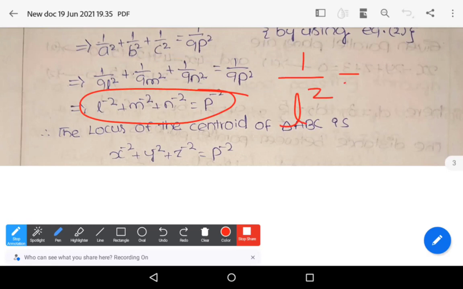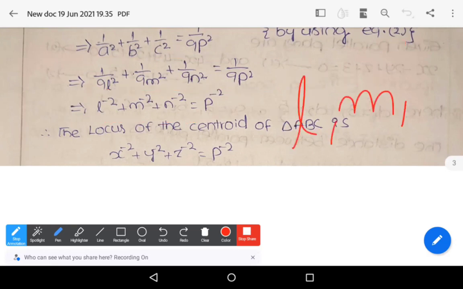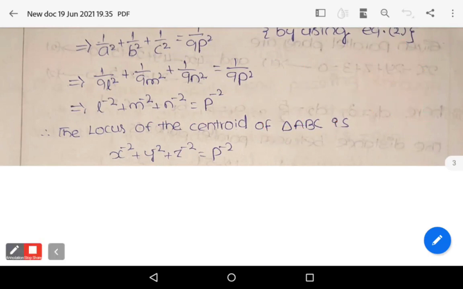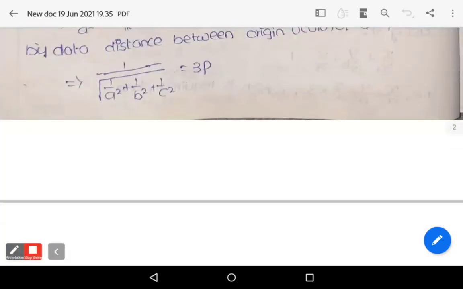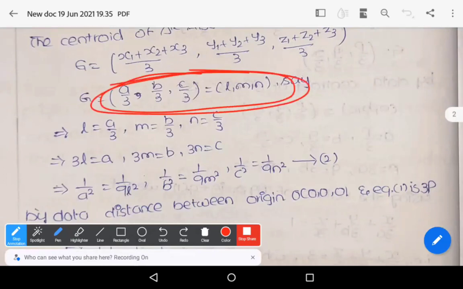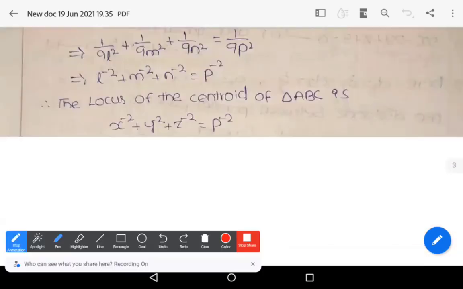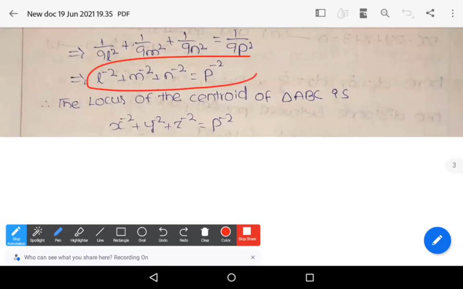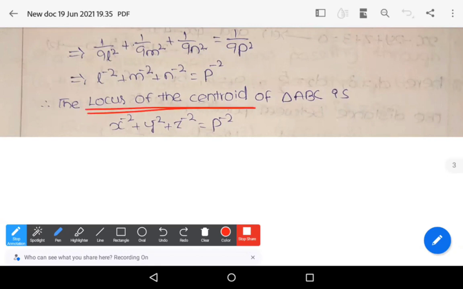1 by l square can be written as l power minus 2. So what is lmn? Here lmn is nothing but the centroid of the triangle. The centroid is denoted by lmn. Therefore, l power minus 2 plus m power minus 2 plus n power minus 2 is equal to p power minus 2, which is nothing but the locus of the centroid.